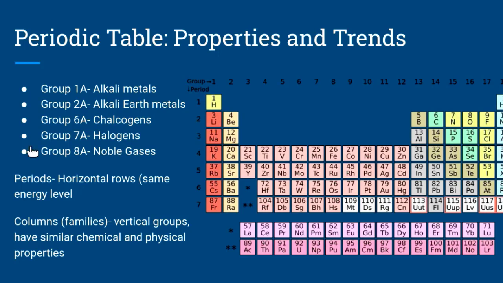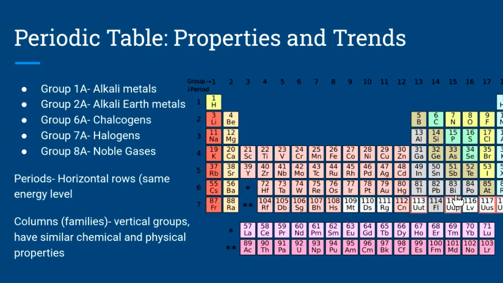On the periodic table, periods, when I'm talking about period 1, period 2, refers to the horizontal rows, and columns or groups are your vertical rows. Columns and groups tend to have similar chemical and physical properties. So nitrogen, phosphorus, arsenic, for example, have similar chemical properties. Can somebody tell me why columns have similar chemical or physical properties?